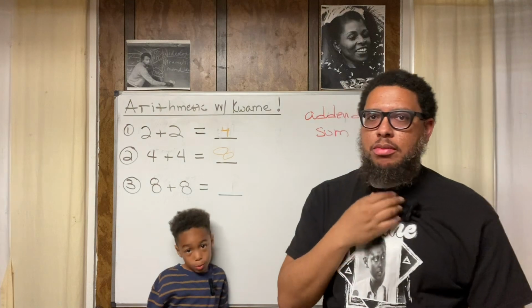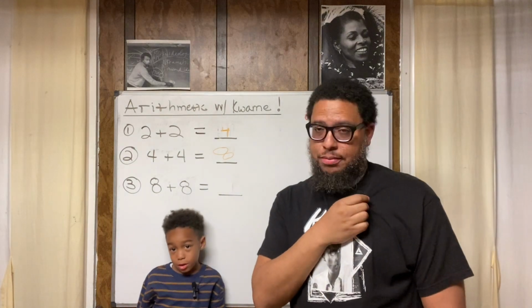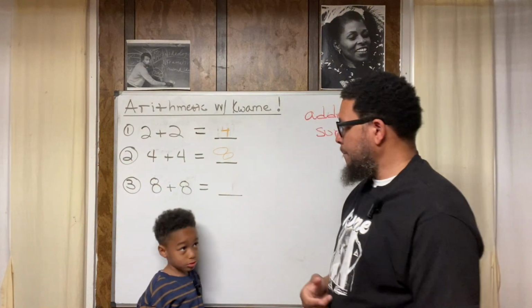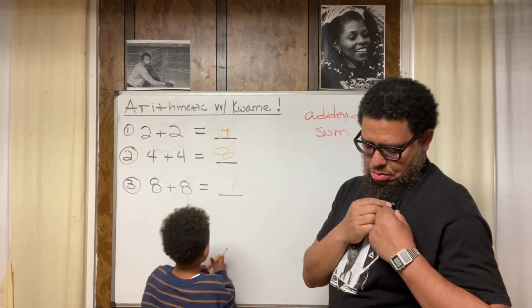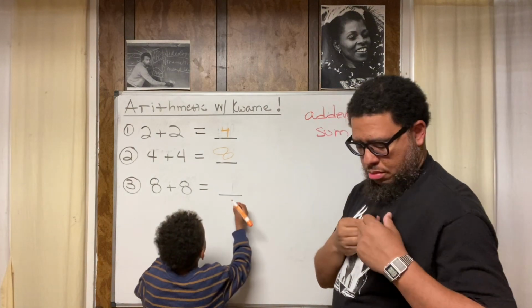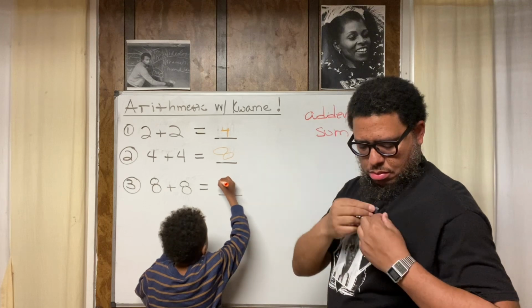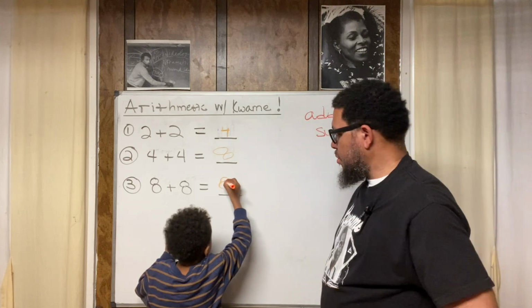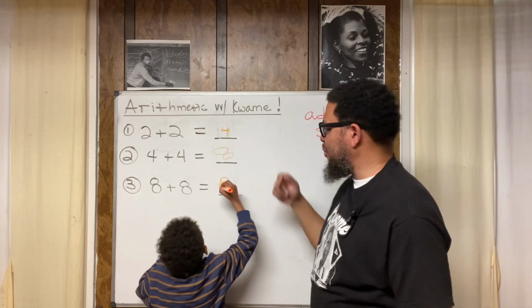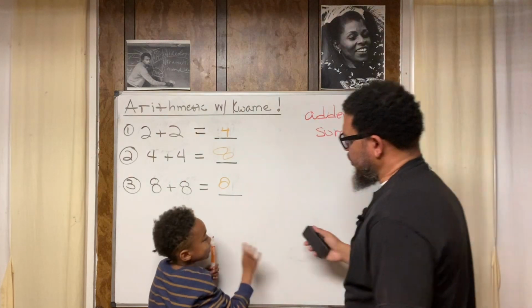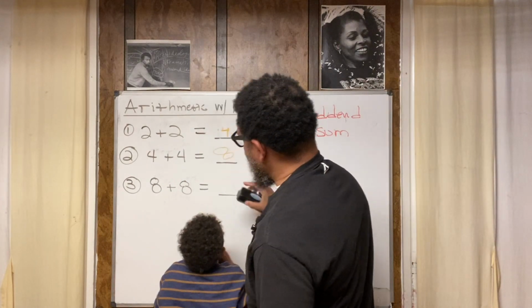So, see how we learn? I know what 4 plus 4 equals. What does 8 plus 8 equal? 8 plus 8 equals 6. That's actually a 2, bro. Like this. That's actually a 2. Oh. But that's a good effort, though. Plus, you're going to write 16, right?